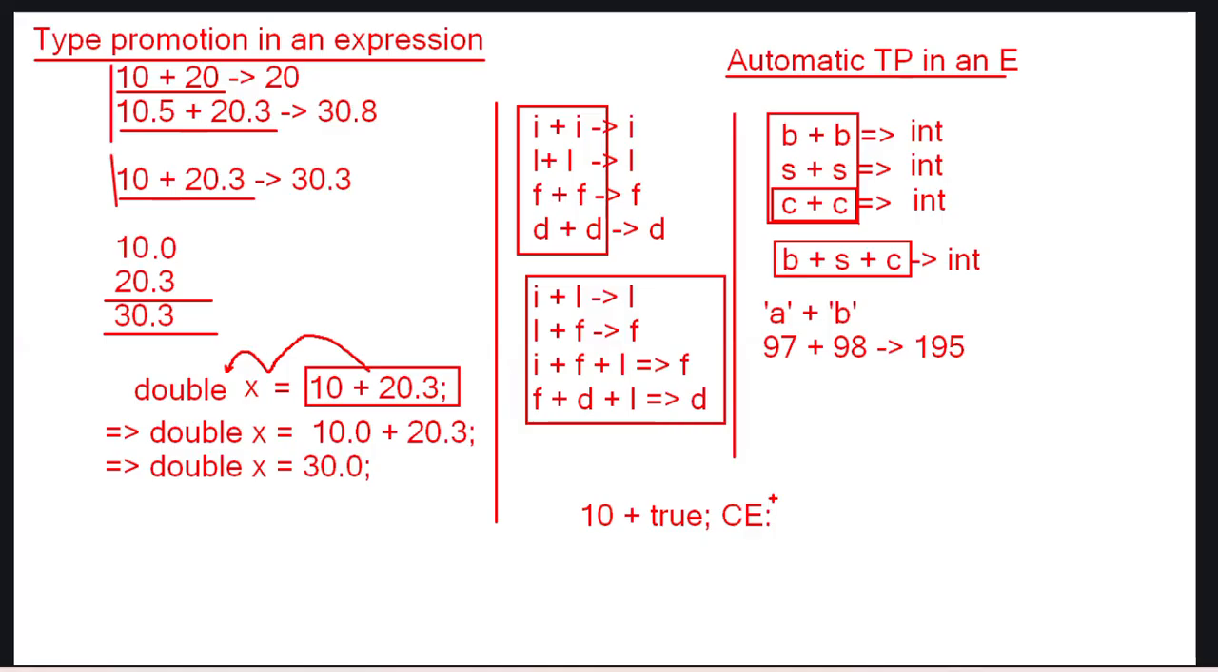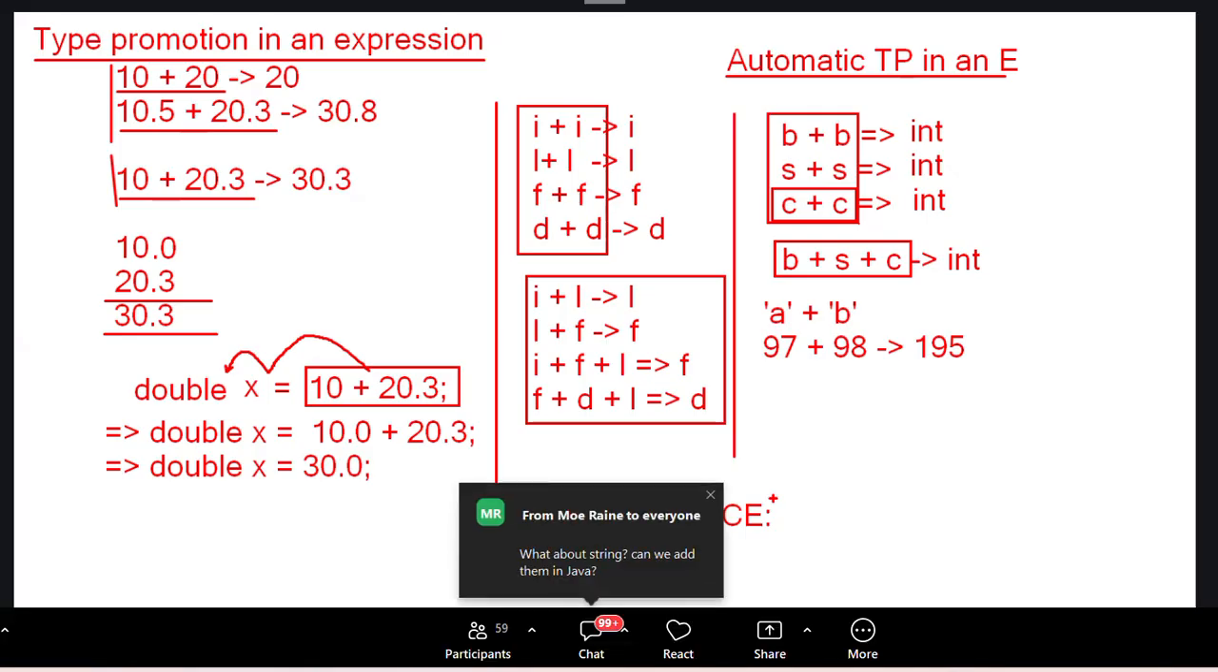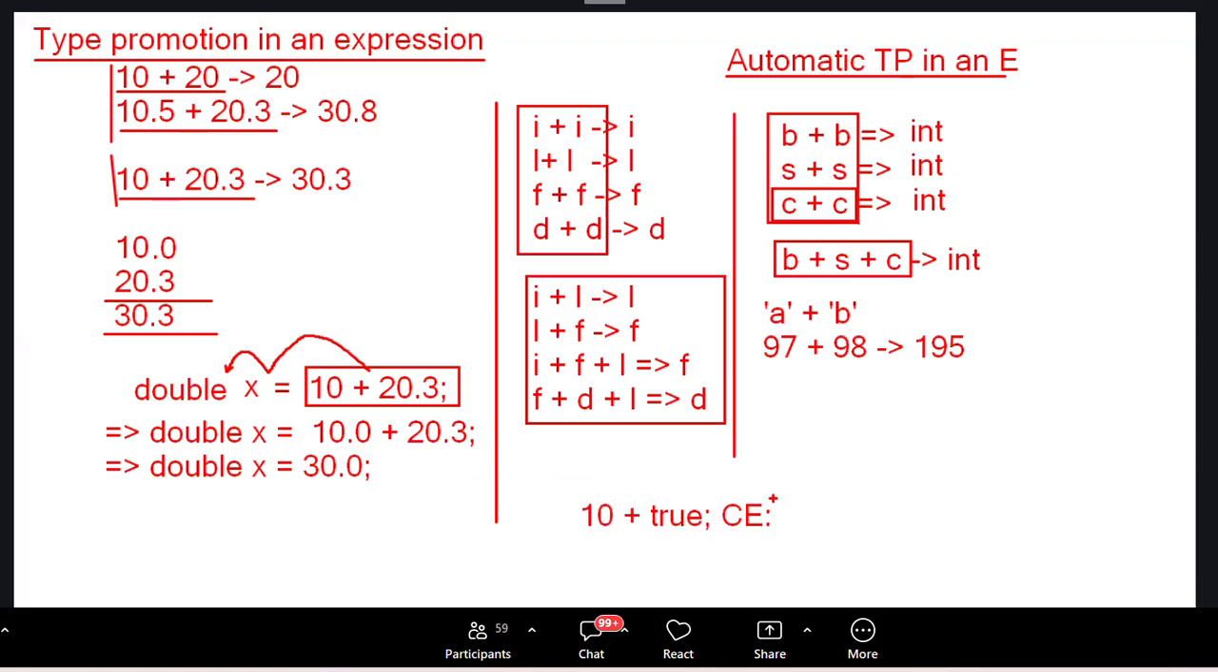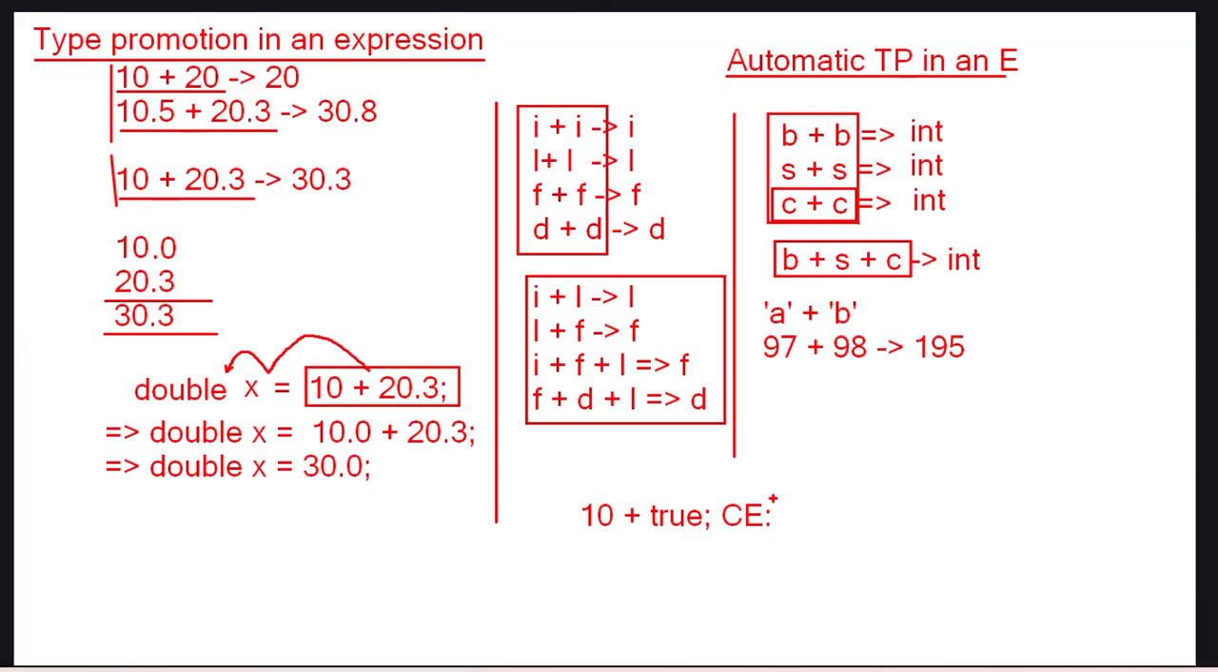We have three data types: byte, short, and char. These three data types are automatically promoted to int. When I use a byte variable, short variable, char variable, or char literal in an expression, they are automatically promoted to int without using any combination of data types. That means byte plus byte, result is int. Short plus short, result is int. Char plus char, result is int.